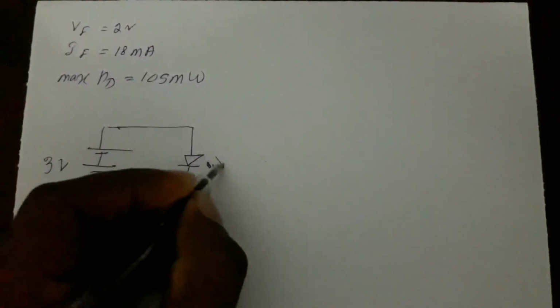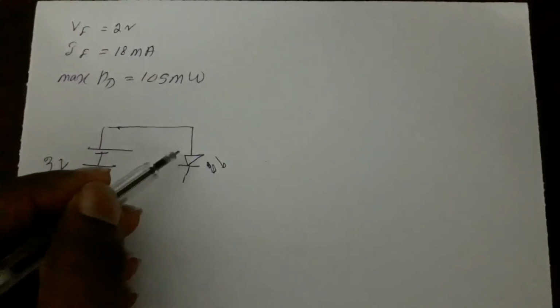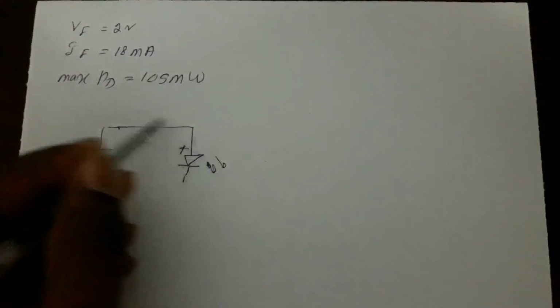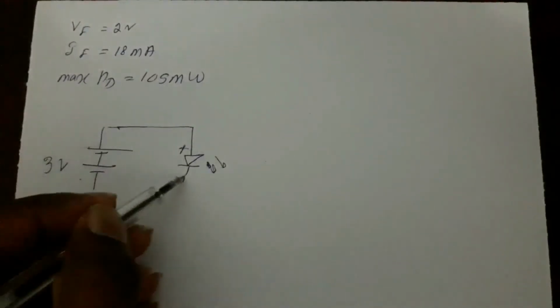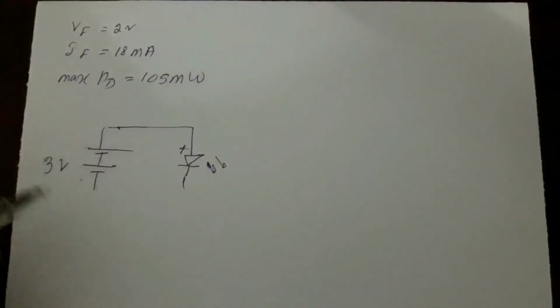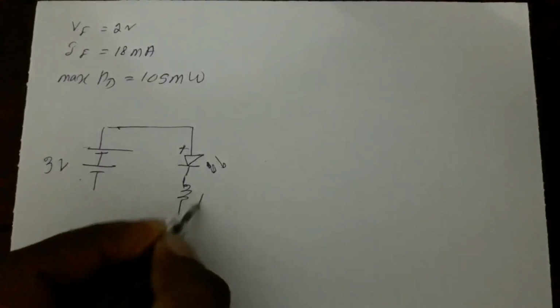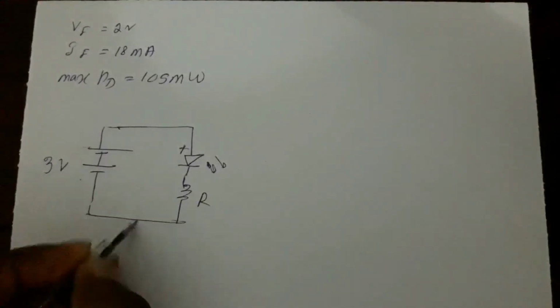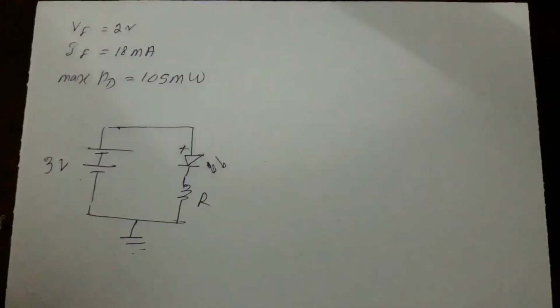So we have an LED. Always make sure the positive side of the LED is hooked up to the positive side of the batteries, and the negative side is the ground of the circuit, which is the negative side of the LED. So we have a current limiting resistor here, R, and we have to determine the value of R.